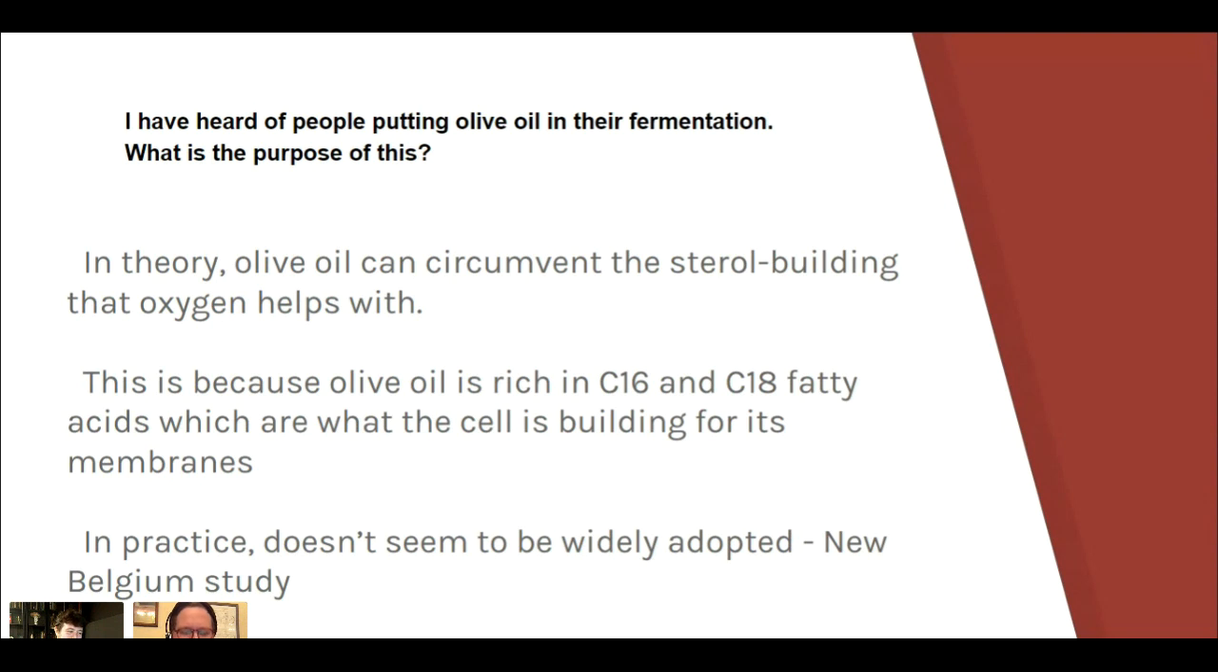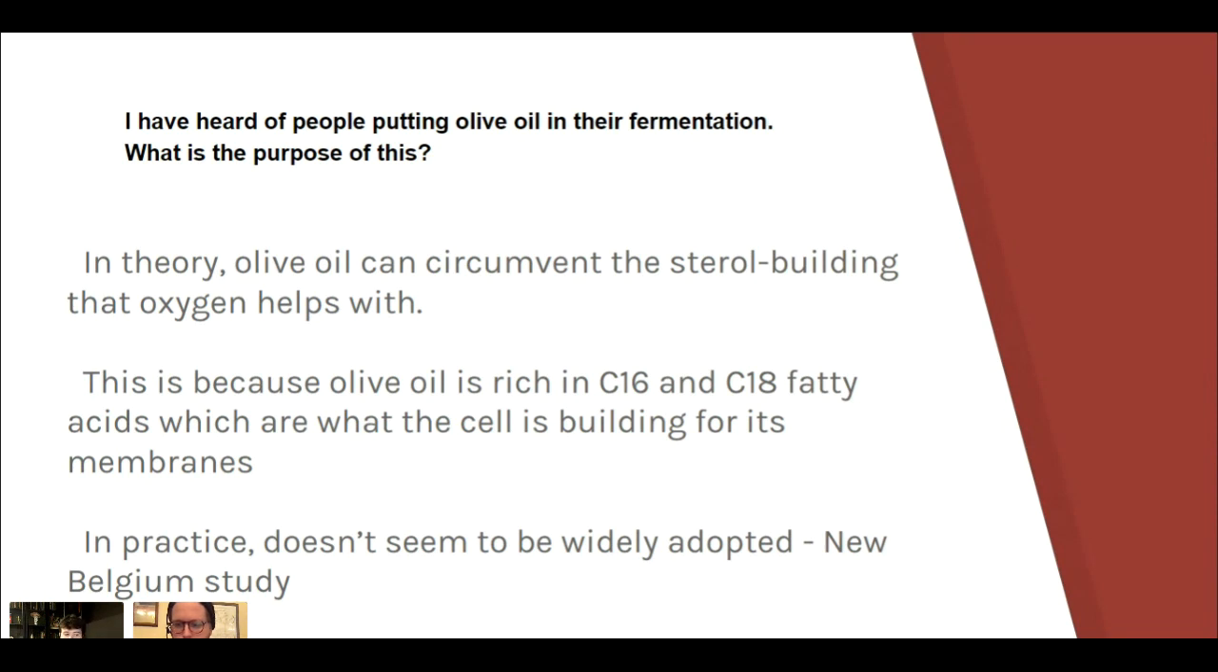In practice, this technique doesn't seem to be very widely adopted, although there was a study on it that was conducted at New Belgium. One thing I wanted to flag here is that the amount that was tested was tiny. The amount that you need to supply the yeast is tiny, like the head of a pin basically in a homebrew batch. So it's just something to flag there.